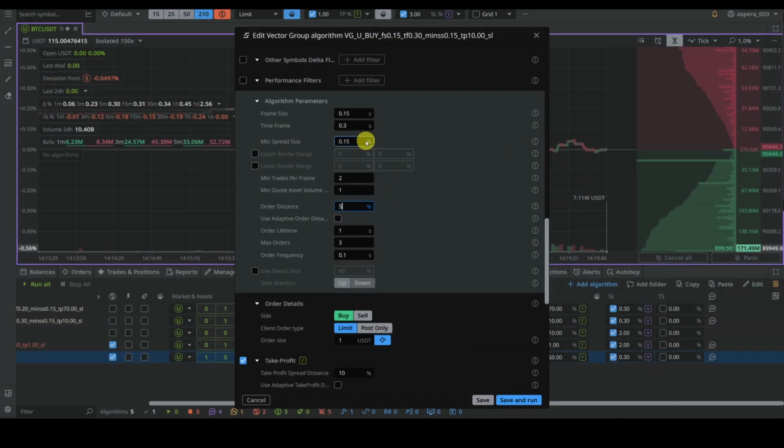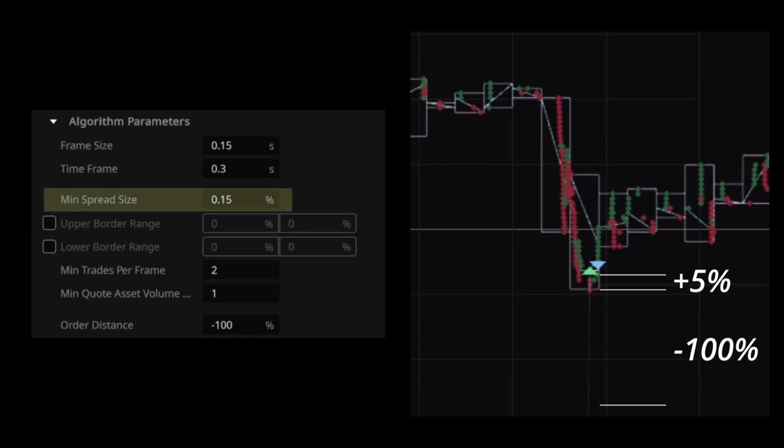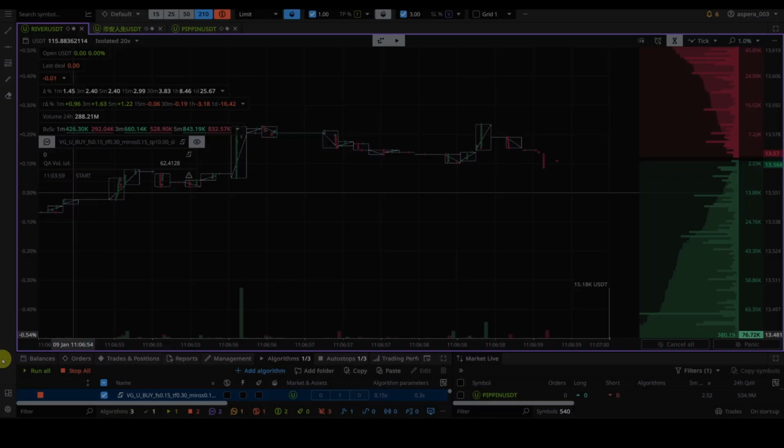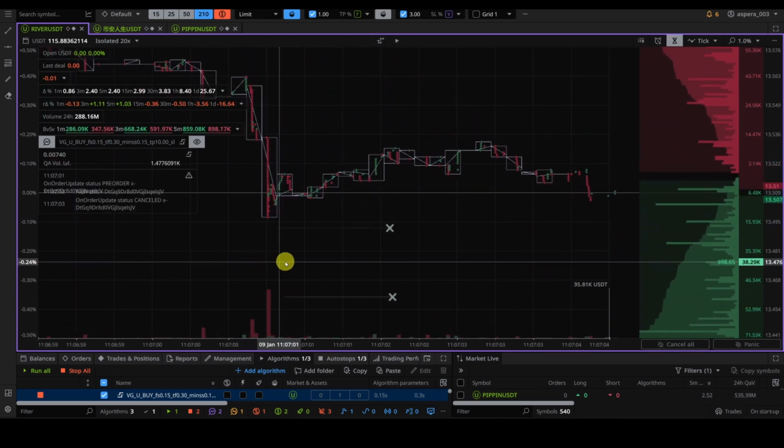I assume that if I were to put in minus 100%, I'd get an order placed outside the frame at a distance equal to the frame height. This should be quite an easy way to verify that I understand this correctly. Actually, I wonder whether it is going to be the spread size from the settings, which is 0.15, or the real height of the actual live frame. So let's see. Alright, we've got this order. Actually, 2 of them. Let's figure out what happened.